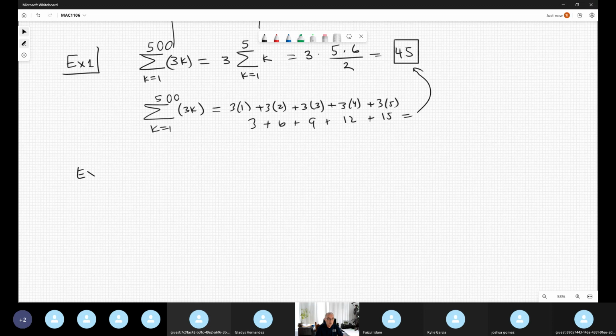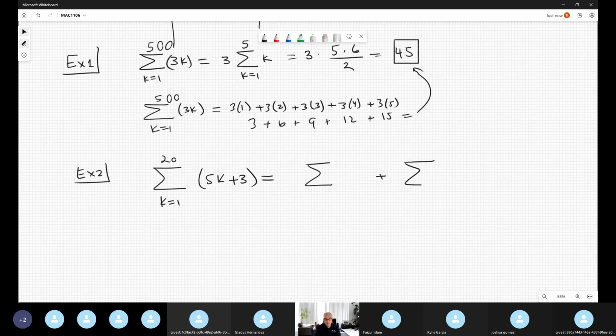Now, example 2, I want to modify it a little bit. It's the summation from k equals 1 to 20 of the expression 5k plus 3. You apply several properties: property number 1 and property number 2, because I want to split this into summations. In the first summation, I have 5k, but I put the 5 outside like a common factor, from 1 to 20. In the second, it's the same lower limit, upper limit 20, and we have 3 here.